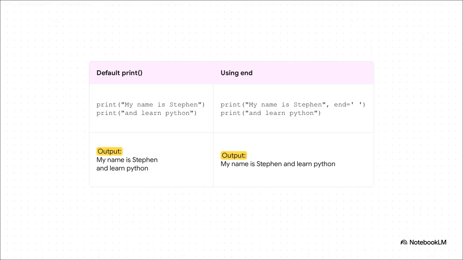Let's look at a real example here. On the left, two separate print calls give us two separate lines of output. Makes sense. But look at the right. By adding end equals space to that first print statement, we're basically telling Python, hey, don't go to the next line when you're done. Just add a space and stay put. This lets the next print statement continue right where the first one left off, all on the same line. It gives you a ton of control.